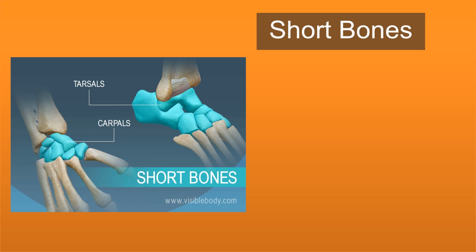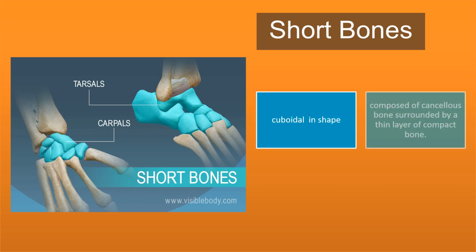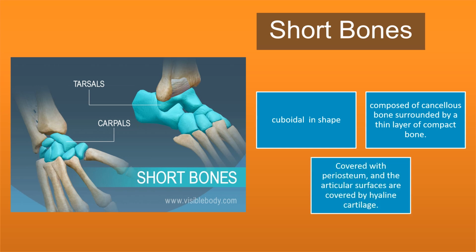Short bones are found in the hand and foot, examples being the scaphoid, lunate, talus, and calcaneum. They are roughly cuboidal in shape and are composed of cancellous bone surrounded by a thin layer of compact bone. Short bones are covered with periosteum, and the articular surfaces are covered by hyaline cartilage.